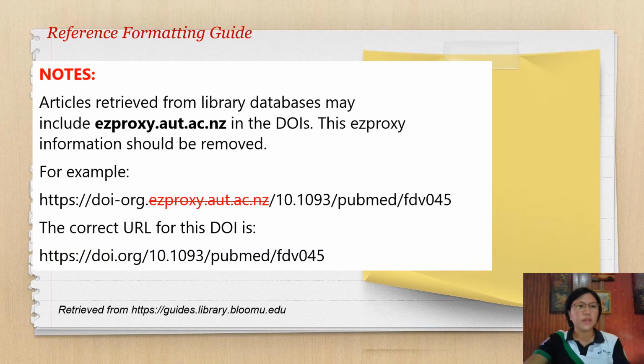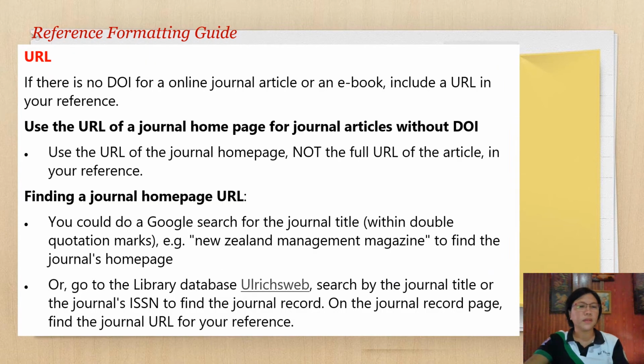For the notes, the articles retrieved from library databases may include ezproxy.auth.ac.nz in DOIs. This ezproxy information should be removed. For example, HTTPS doi.org something. So the correct URL for this DOI is this one. So we have to remove the ezproxy.auth.ac.nz.